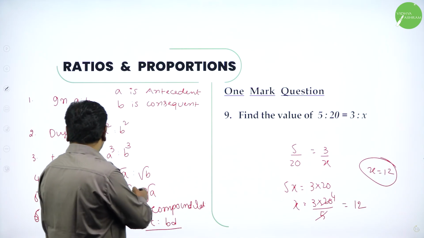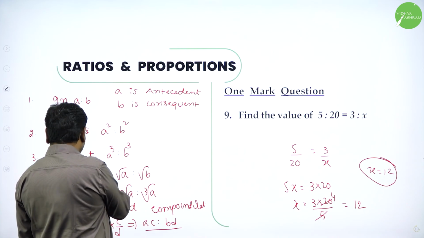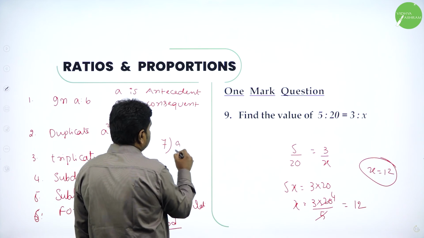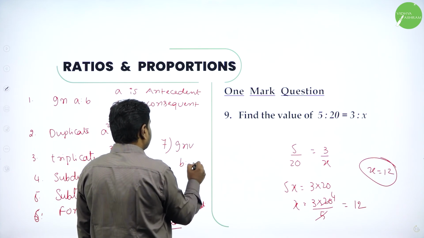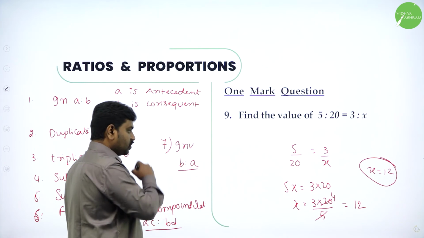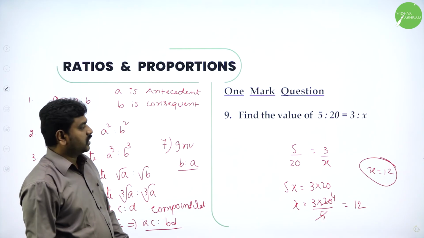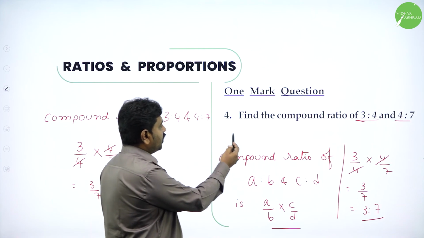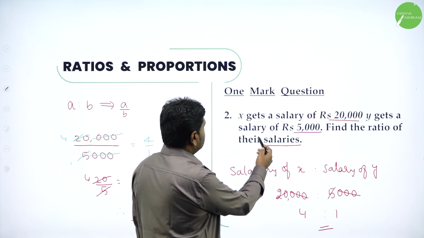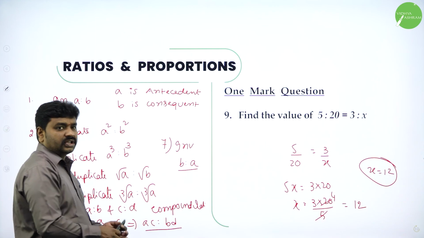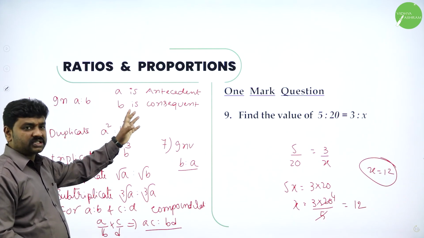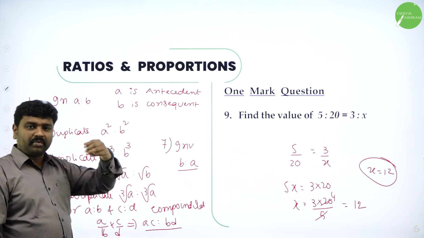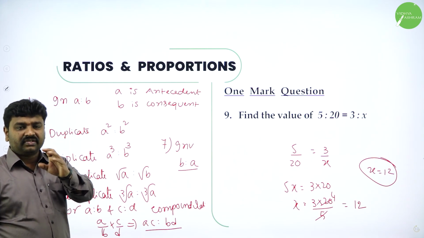So duplicate, triplicate, subduplicate, subtriplicate, and we have also done inverse. What is inverse? For A is to B, inverse is B is to A. And finding the unknown. We have also done subduplicate, subtriplicate, duplicate, compound ratio, inverse, and comparison. Simple ratio in A is to B, A is antecedent, B is consequent. Inverse for A is to B is B is to A. And comparing problems, comparing salaries, we have done.